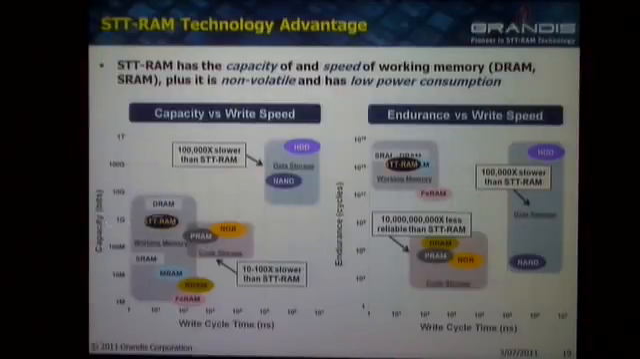So you can get to that target in the next year or so. Endurance is on the right here, endurance against write cycle time. You can see endurance is right up there with the working memories. And it is really quite a dramatic improvement in endurance and write cycle time compared with some of the flash and other technologies that are out there.